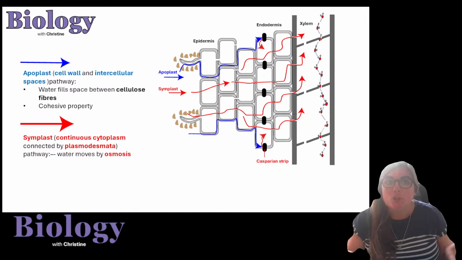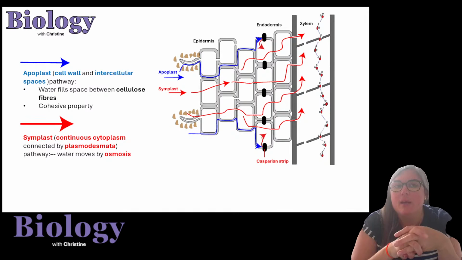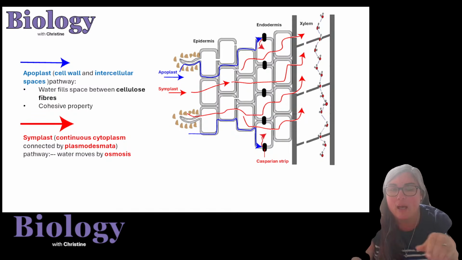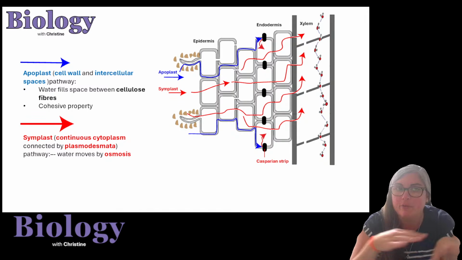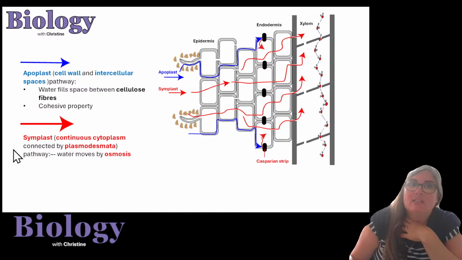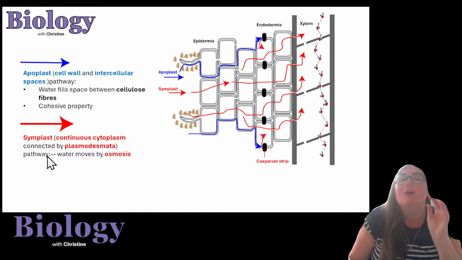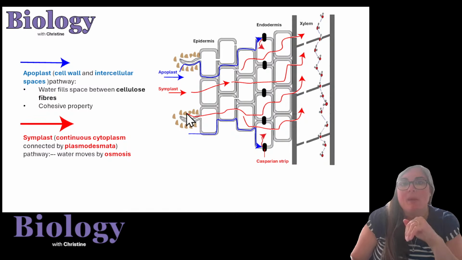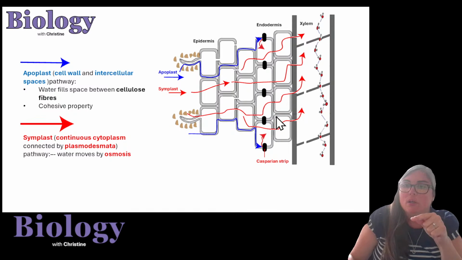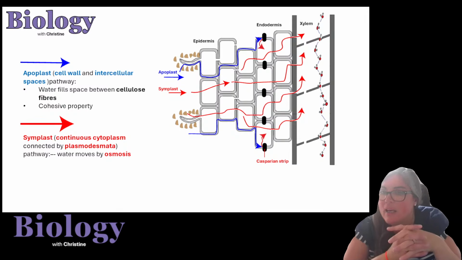It's going through the cellulose fibers because they are allowing the water to flow freely through it, and the water obviously has the cohesive properties. The symplast pathway is going across the membrane, so through the symplast pathway it has to get into the cytoplasm, and then it's going to make its way through the plasmodesmata until it gets to the xylem.